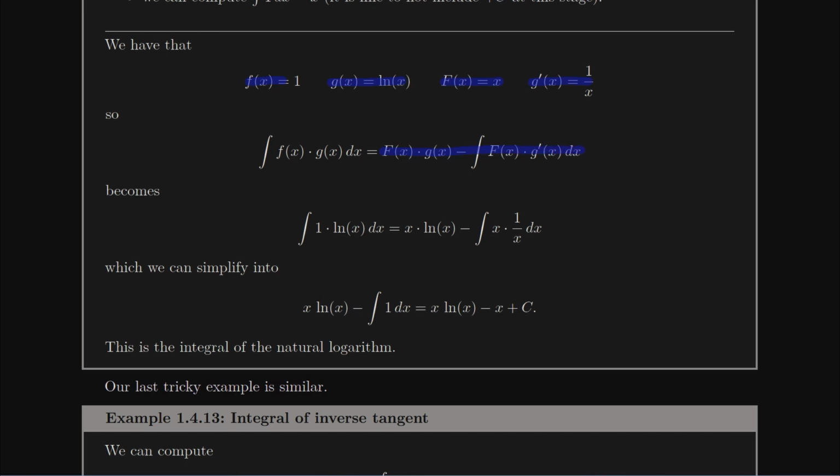If I plug all 4 of those in, what do I actually see? Well, here is capital F g, minus the integral of capital F g prime. What's actually happened in that second integral is I have an x times a 1 over x. Those are going to cancel, and this is equal to the integral of 1 dx, which we just know as x. And so it works out, we've got x log x minus x plus c. And so that's how you actually compute the antiderivative of the natural logarithm.